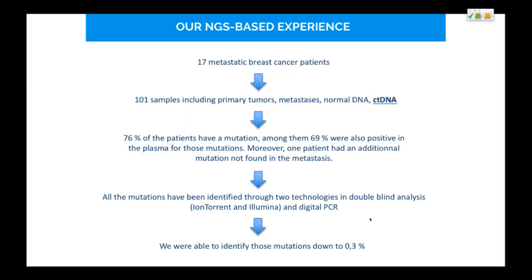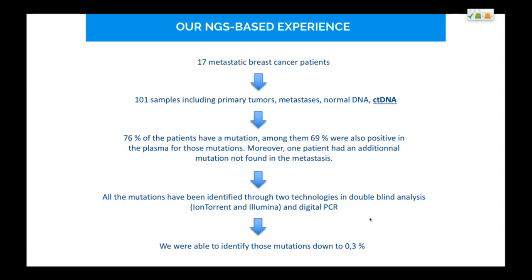So we have analyzed 17 metastatic breast cancer patients, which correspond to 101 samples. And actually 76% of the patients have a mutation. And among them, 69% were positive in the biopsy and in the plasma. Very interesting, one patient had one additional mutation not found in the metastasis.